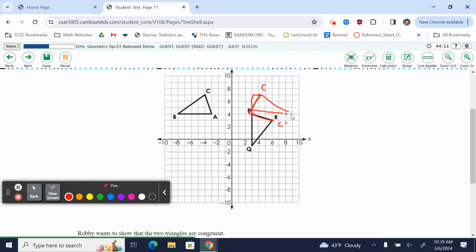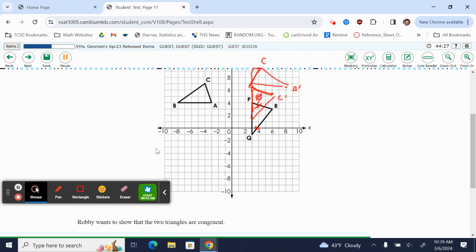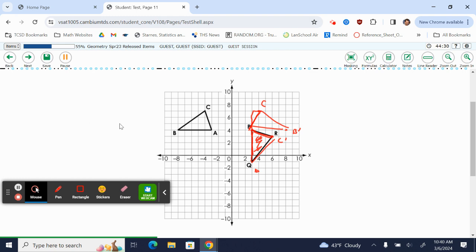And then again, this point B prime is going to rotate this way. So instead of being horizontal 5, it's going to go vertical 5. And yep, and there we go. It's right on top of that triangle, and we are in business. That is the composition of transformations that works and makes triangle ABC go on to triangle PQR.